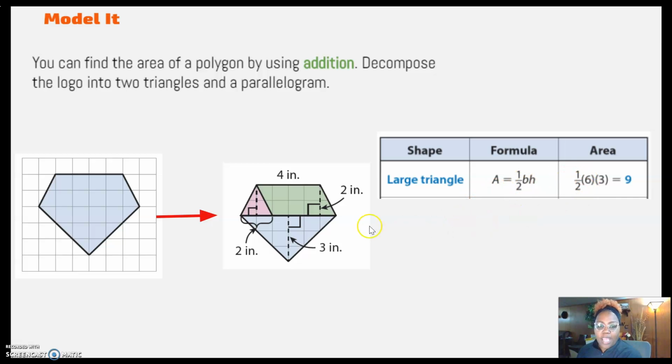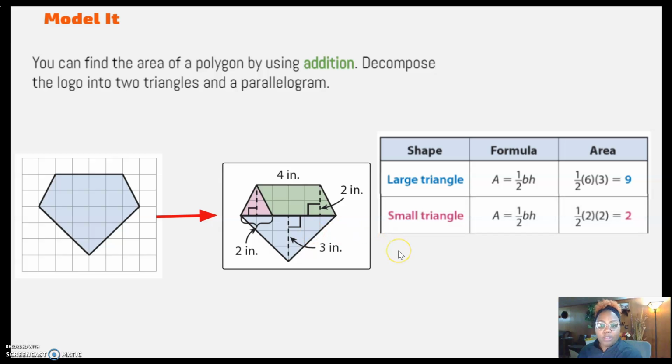My base of my triangle is going to be 6 inches because this triangle sits on 6 spaces in this grid. Okay? The height of my triangle is 3 inches. 1, 2, 3, because it is 3 units tall. So when I do the calculation, 6 times 3 is 18, and then half of 18 is 9. So I know the area of this blue triangle is 9 inches squared. So that's one piece.